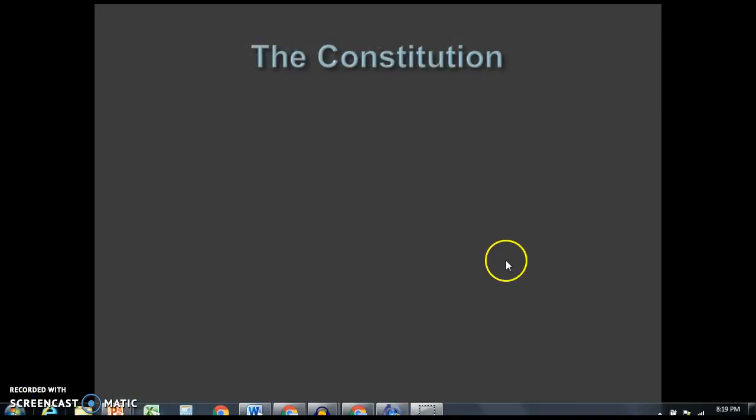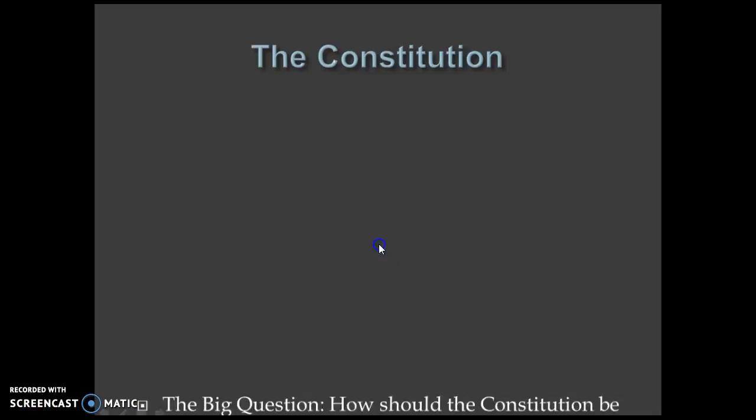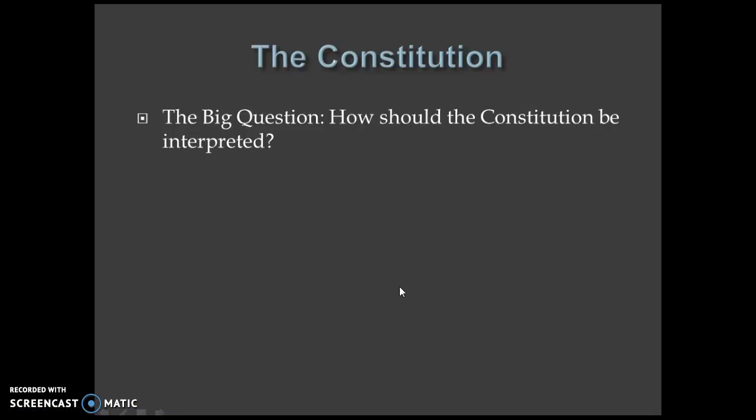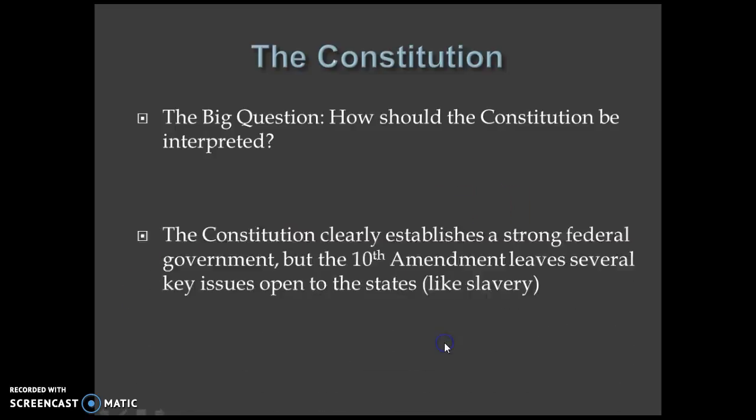Okay, the next area of disagreement here, I should say, is the Constitution. So let's get into what we're looking at here. The big question is simply, how should the Constitution be interpreted? Each side, North versus South, is going to have a different way to interpret the Constitution.